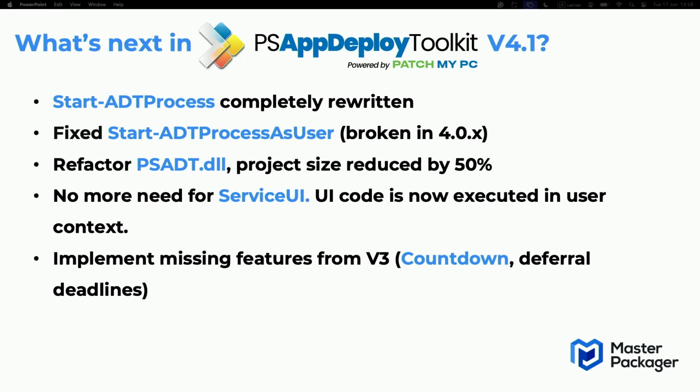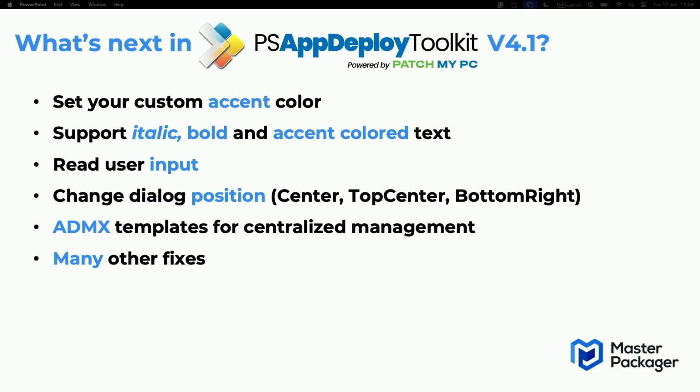As well as they added some missing features that were not implemented initially in V4, such as the countdown or deferral deadlines. They will be added back now to the Fluent UI. So what's also new in the UI? You can now select a custom accent color. Before in 4.0, it was only based on your Windows theme. So if that color really clashed with your logo or your branding, now you can force the color to be different. They also added support for italic, bold, and accented colors in the text.